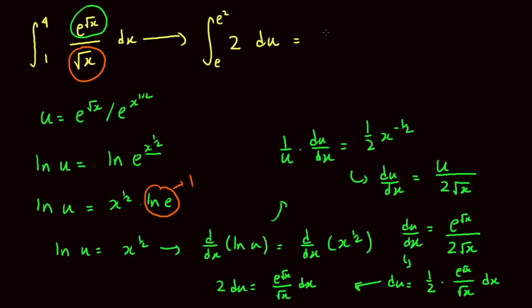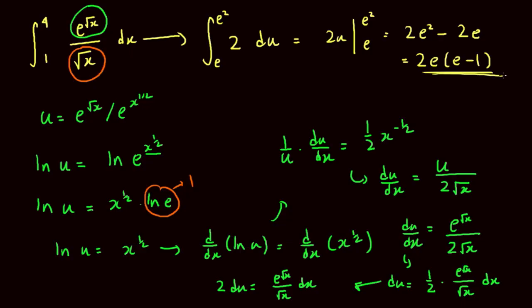So we'll end up having 2u, evaluated from e to e squared, right? So it simply becomes 2e squared minus 2e. Or we can just say 2 bracket e squared minus e. Or actually, never mind. We can simply say it's 2e, bracket e minus 1. That's much nicer to look at. Okay, that's one way to do it.